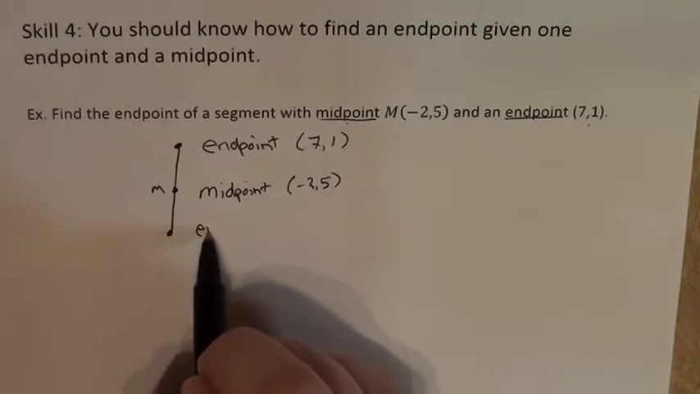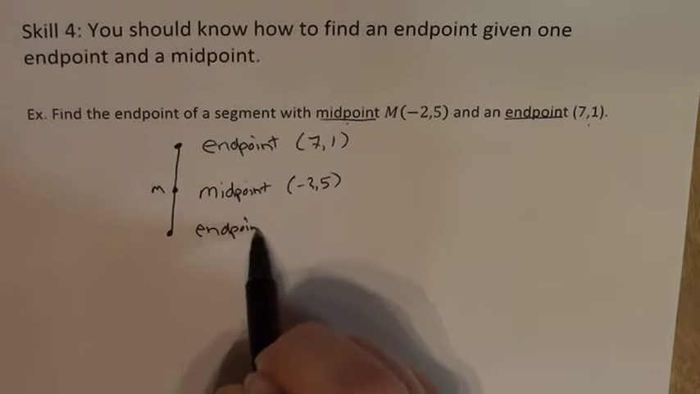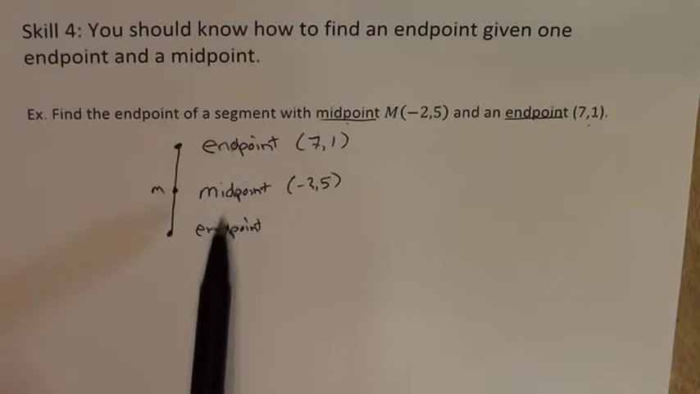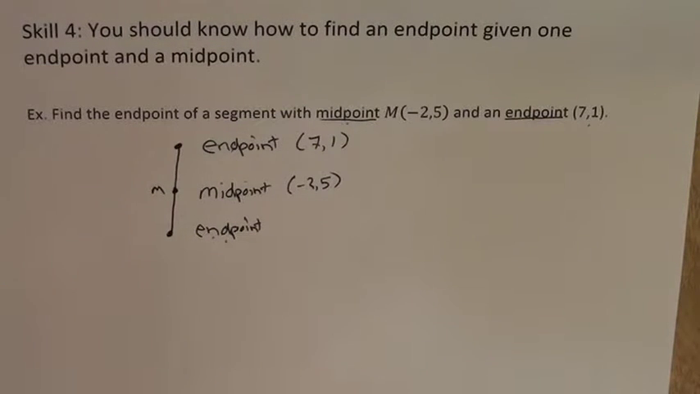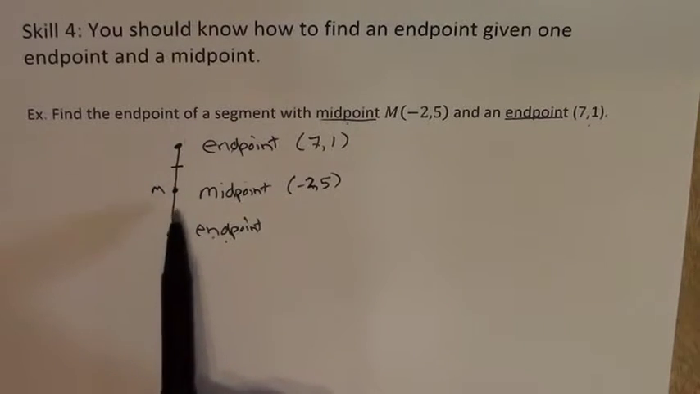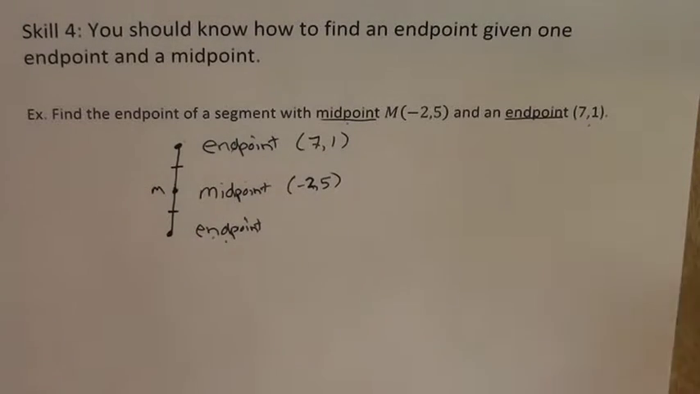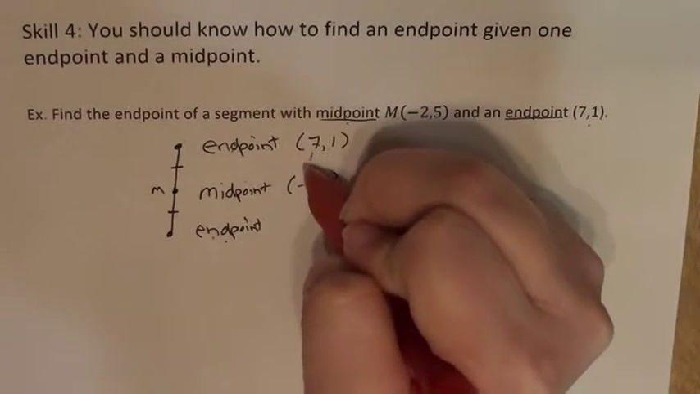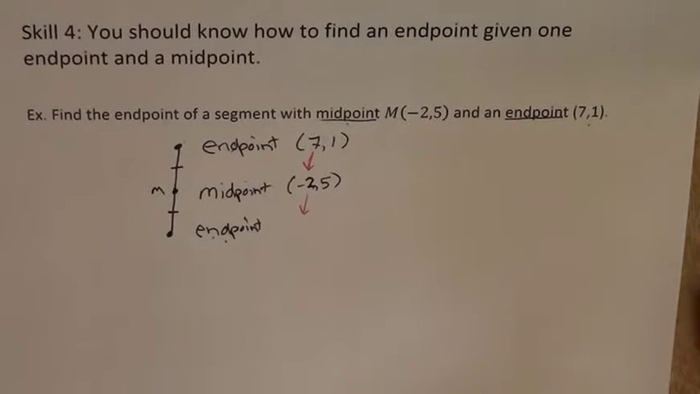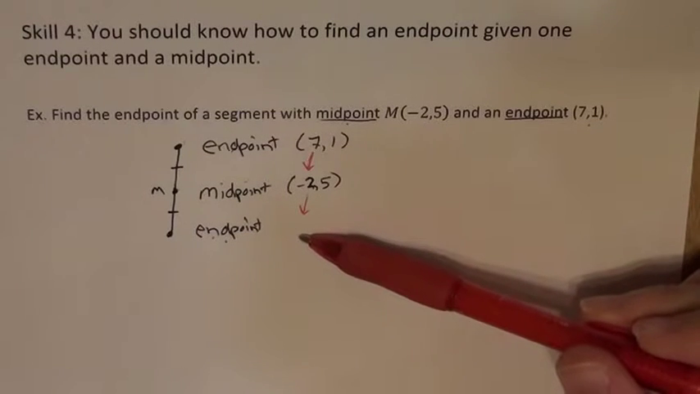And we're looking for the other endpoint, which goes on the other side of the midpoint. So it goes endpoint, midpoint, endpoint. The endpoints go on the end. The midpoint goes in the middle. Now, because the midpoint is exactly in the middle, the top half and the bottom half need to be congruent, the same length. What that means is that the distance between 7 and -2 is going to be the same distance between -2 and the next x value.